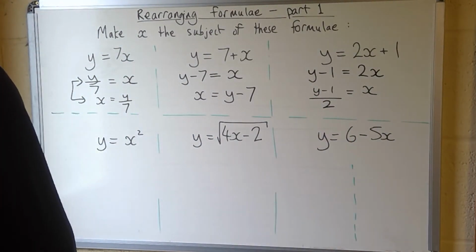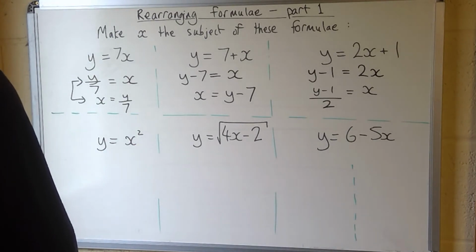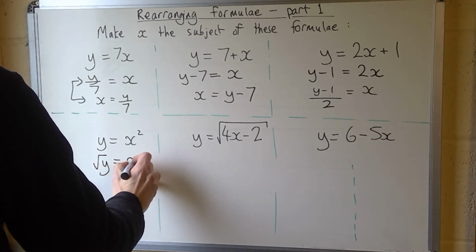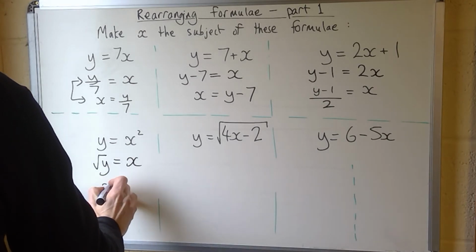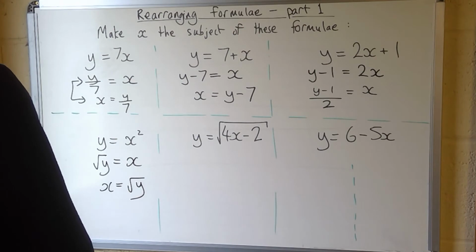This one with a squared, the opposite, the inverse process of squaring something would be to square root it. So this time, square root of y would equal x, because I've done the square root of both sides. And if you prefer, x equals square root of y.